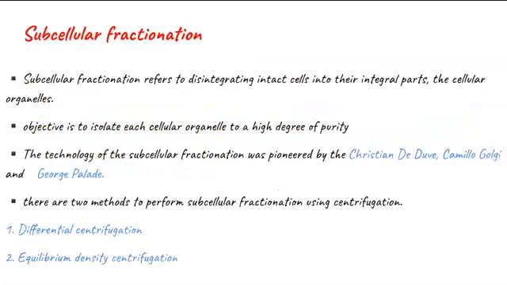The technology of subcellular fractionation was introduced by Christian de Duve, Camillo Golgi, and George Palade. There are two methods to perform subcellular fractionation using centrifugation. The first one is differential centrifugation and the other is equilibrium density centrifugation.